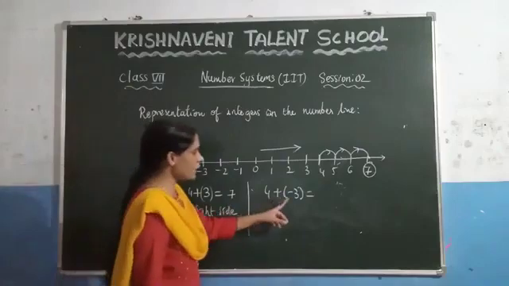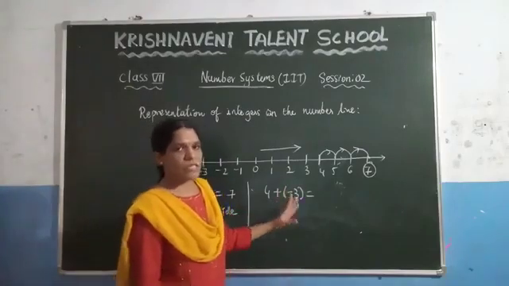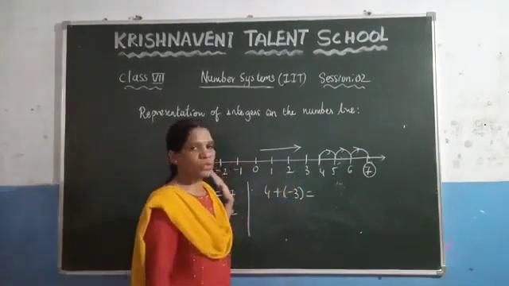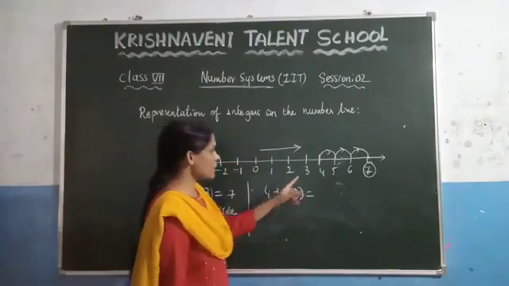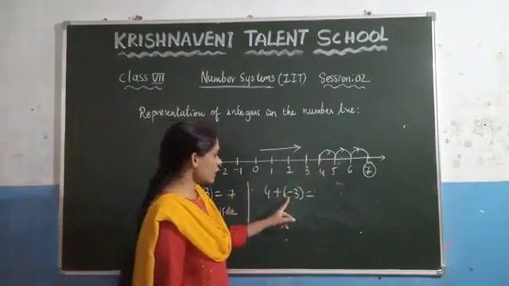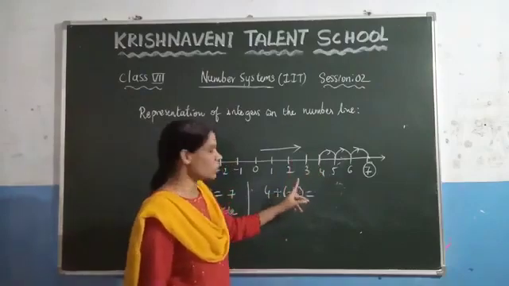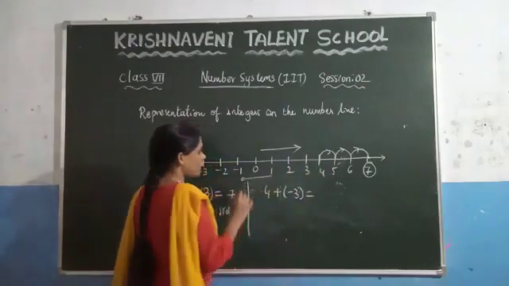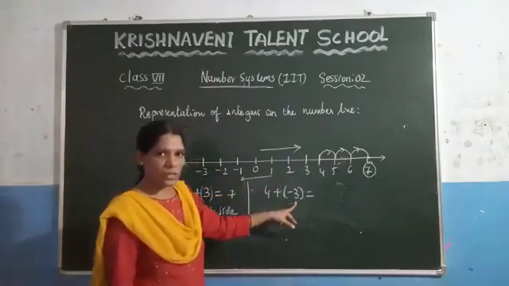And if you are adding a negative number, in which side do we need to move? We need to move to the left side of the number line. The same thing here, 4. Since -3 is there, you need to move to the left side of the number line. How many steps do you need to move here? 3 steps.